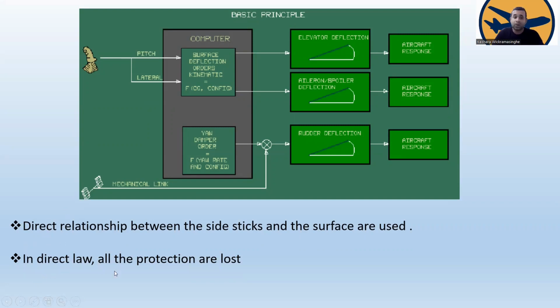In direct law, all the protections are lost. Remember, normal law and alternate law have protections, but in direct law, all the protections are lost. Just remember.